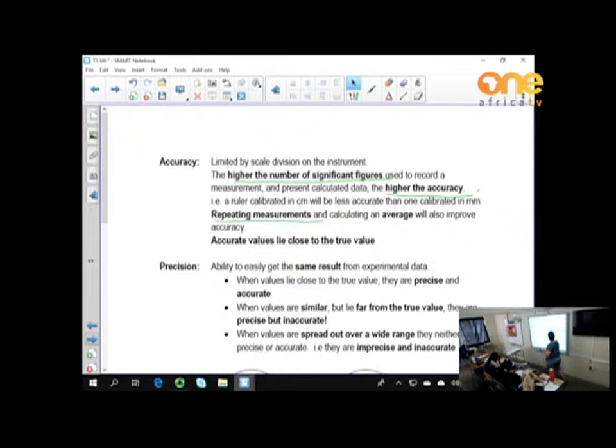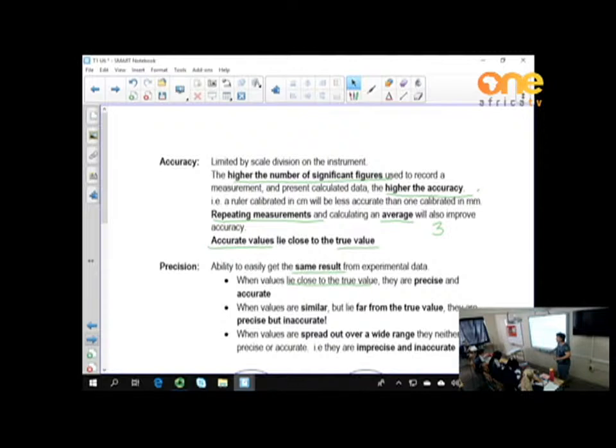We can improve accuracy by repeating measurements and calculating an average. Usually in science we do a minimum of three. The more repetitions, the more accurate it becomes. Accurate values lie very close to the true value. I'll come back to that term in a moment. Precision: the ability to get the same result from experimental data. Then you are precise. When values lie close to the true value, they are precise and accurate.